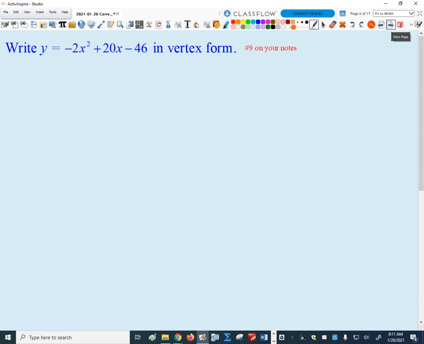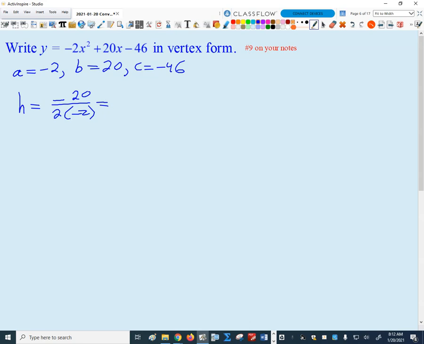Okay, let's practice once real quick. So here we'll just identify what our values of a, b, and c are. This is in standard form, isn't it? a is -2, b is 20, and c is -46. So h is equal to -b, so -20, over 2 times -2. So -20 over -4 is +5.